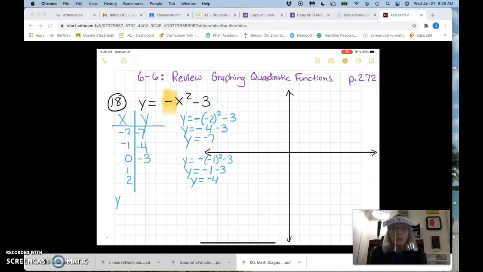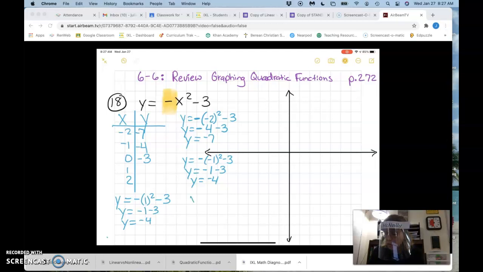Remember, 0 doesn't always equal 0. You still have to remember that you have that minus 3 sitting on the end. So don't leave that off. Negative 1 squared minus 3. So that's negative 1 minus 3, which is negative 4.